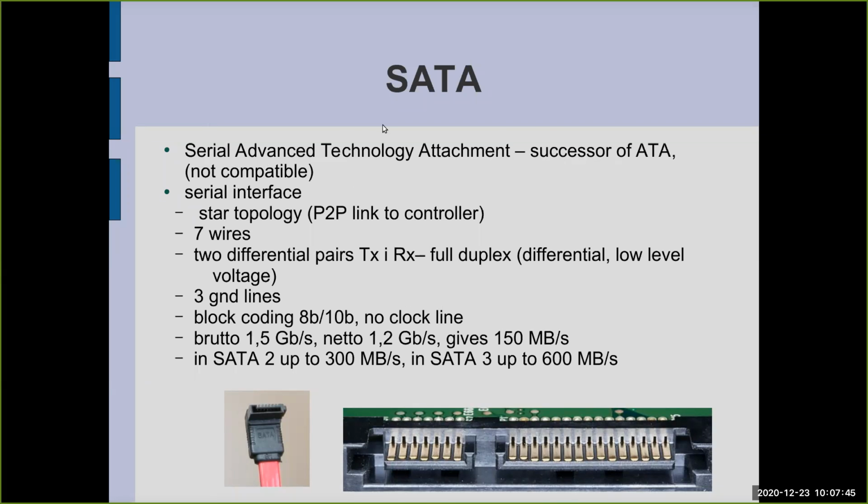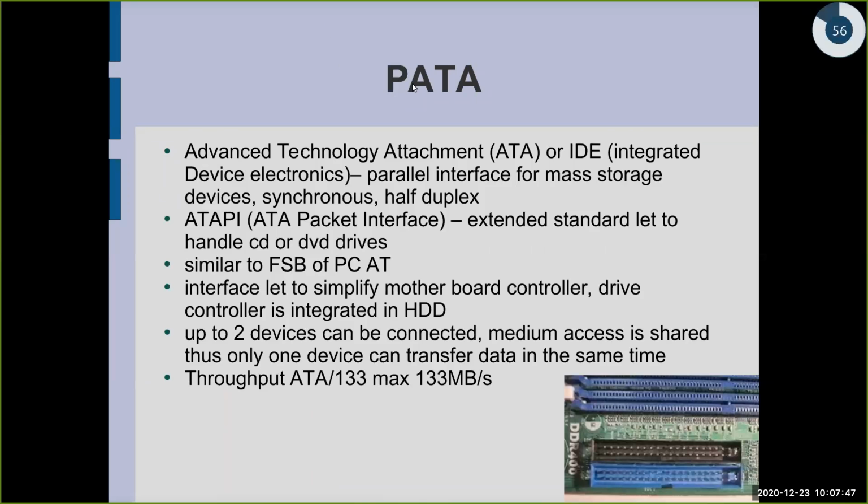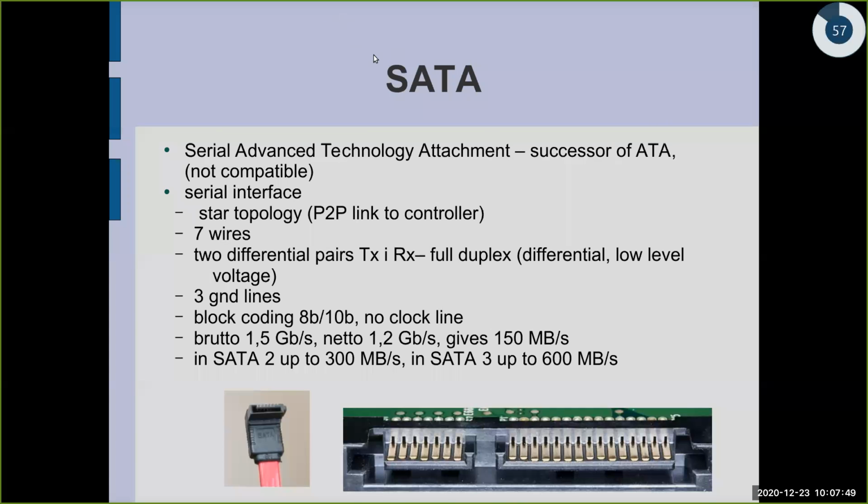So what happened? Here we have parallel and here we have serial. So this interface consists of 7 wires. So we have two lanes or 2 pairs. So we have 4 wires for full duplex transmission in differential low voltage mode. And we have 4 ground lines.